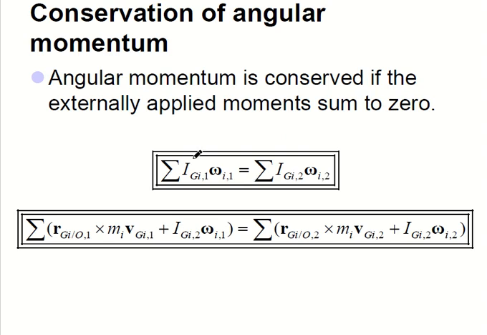So here we need to understand that the applied moments is 0. Therefore, your angular momentum is conserved. Now we're going to write it this way, since the sum of the applied moments is 0. Since we write it this way, we can expand it in that way. It is the same thing.